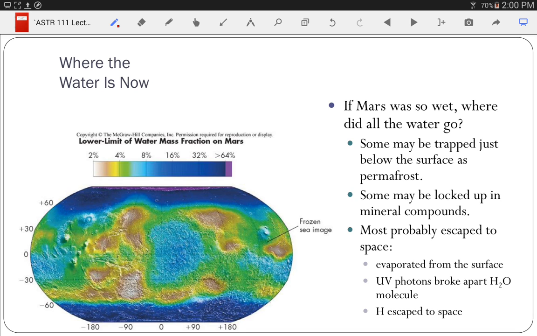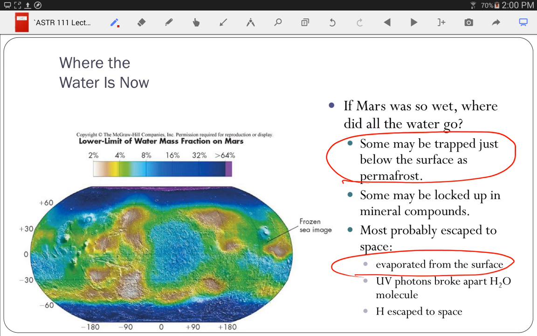So, if we haven't found liquid water flowing on Mars, and there used to be liquid water flowing on Mars, where is it? It's left the atmosphere. Good answers all. Some must be trapped beneath the surface as permafrost, frozen. Some locked up in mineral compounds. Some evaporated from the surface. And some broken apart to make just hydrogen and oxygen, with the hydrogen escaping. So it could have had a lot more water in the past and lost a lot of it or frozen a lot of it. But what we can say now is it still is very dry. We don't see liquid water flowing.